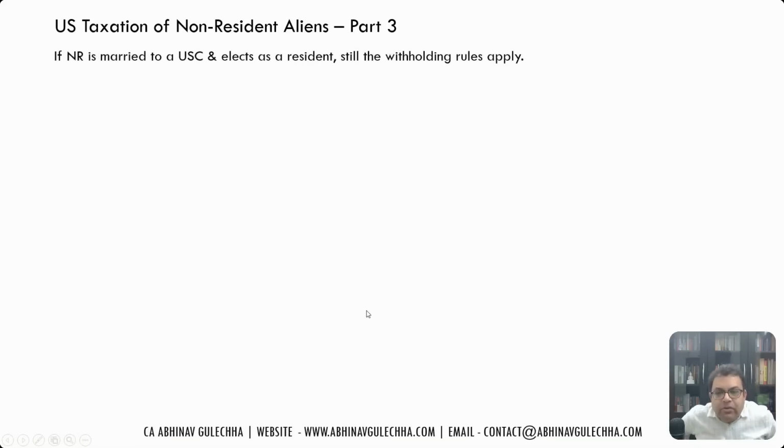Okay. Now, if the non-resident is married to a US citizen and elects as a resident, which we discussed in part 2, that election can be made, even if the person does that election, still these withholding rules apply.